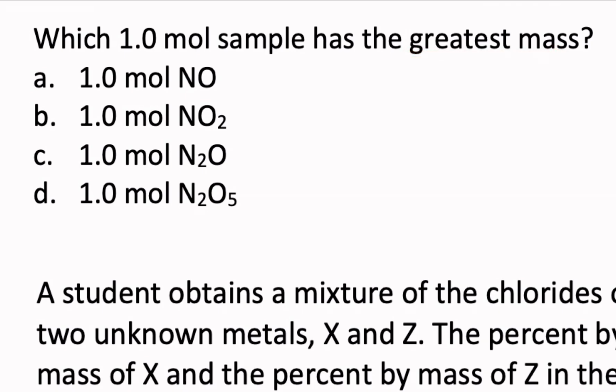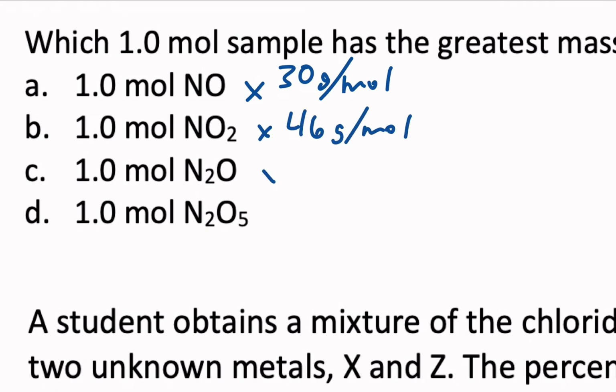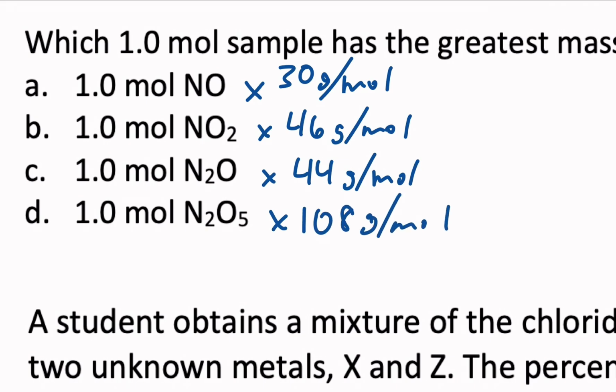Next, which 1 mole sample has the greatest mass? So to convert these moles into masses, you multiply by the molar mass of each compound. NO is 14 plus 16, that's 30 grams per mole. NO2 would be 46. It's just 1 nitrogen and 2 oxygens. N2O would be 44. And N2O5, that's got to be the biggest number. 2 times 14 plus 5 times 16. I don't even have to do this math, but just to prove it to you, you're multiplying by the biggest number. Biggest molar mass would have the greatest mass.